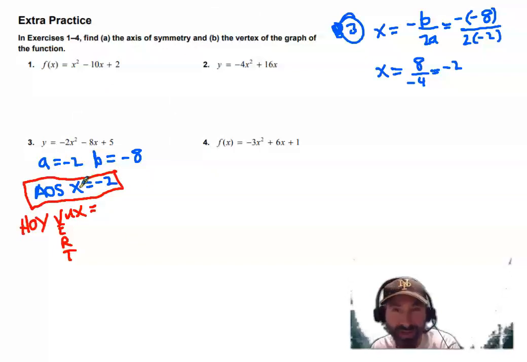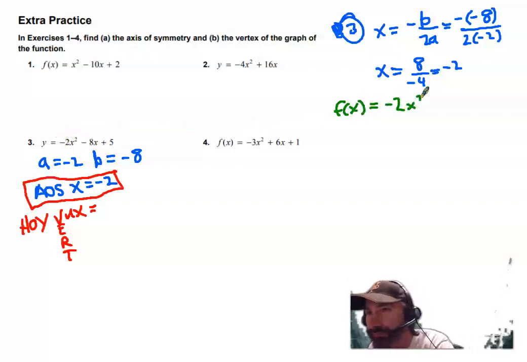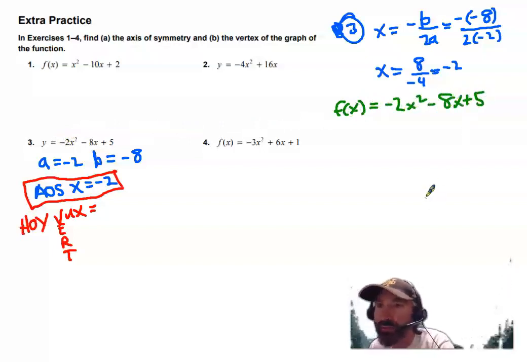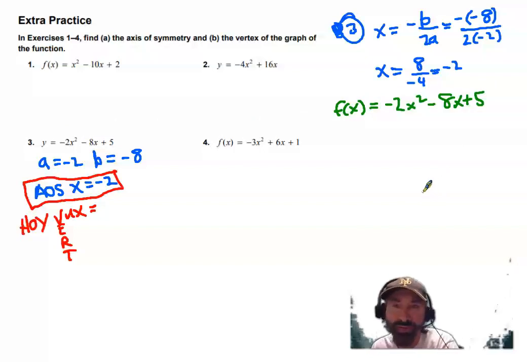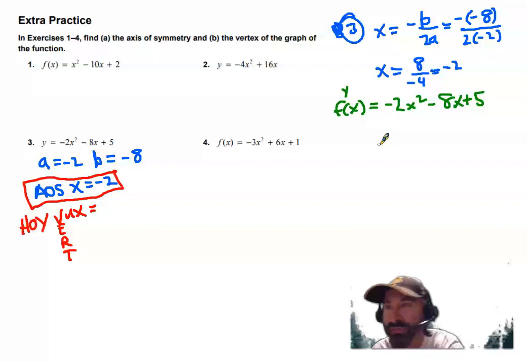Okay, next, we've got to find the vertex for problem 3. Well, we've got the x-coordinate of the vertex. The AOS is the x-coordinate of the vertex. So in order to find the rest of the vertex, we're going to do f of x is equal to negative 2x squared minus 8x plus 5. And the way that we're going to figure out what the y-coordinate of the vertex is, this is y, by the way, don't forget, f of x is y, we're going to use synthetic substitution.